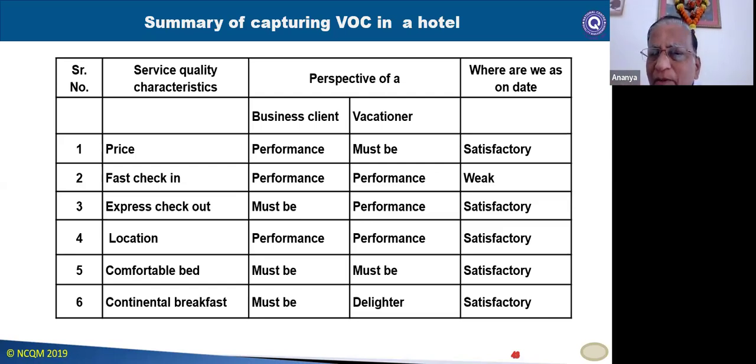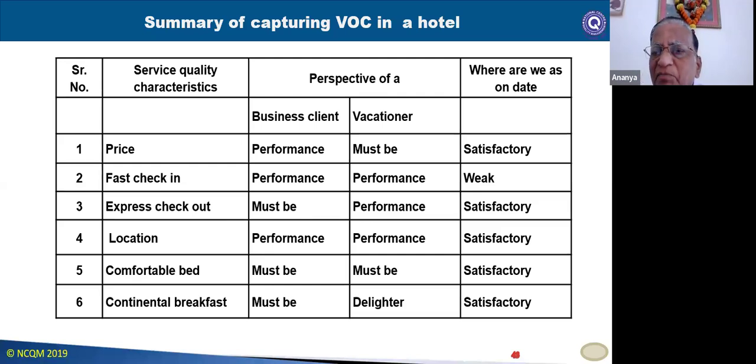So price will come under performance here. It is a must in the case of a vacationer, because in the case of business, the price will be paid by my company, so I'm not worried about that. Have you understood now? So if I have a vacationer, the hotel must take care of me. Fast checking, yes, naturally it's a performance key. Express checkout may not be necessary for a vacationer, but it is a must for a business person because he is always in a hurry.